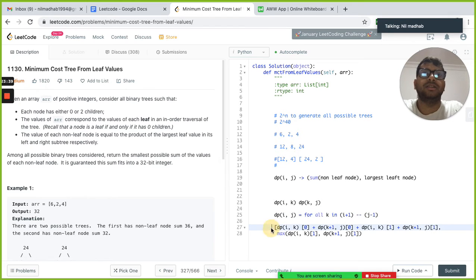we'll update the dp of ij as follows. The first element will be the sum of non-leaf nodes. As you have told, it will be the sum of non-leaf nodes of i to k and the sum of non-leaf nodes of k plus 1 to j, plus the largest leaf node of i to k into the largest leaf node of k plus 1 to j. Yes.